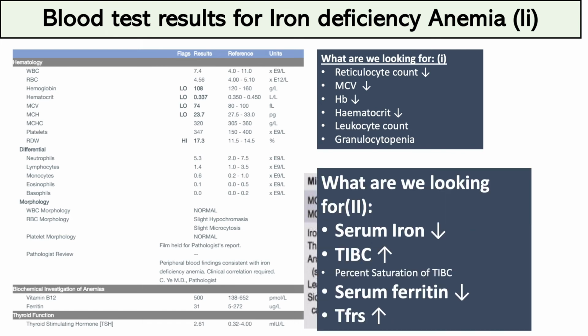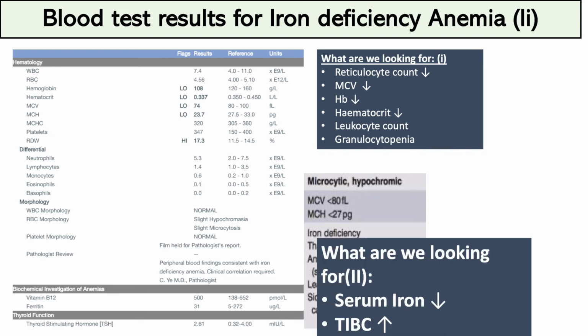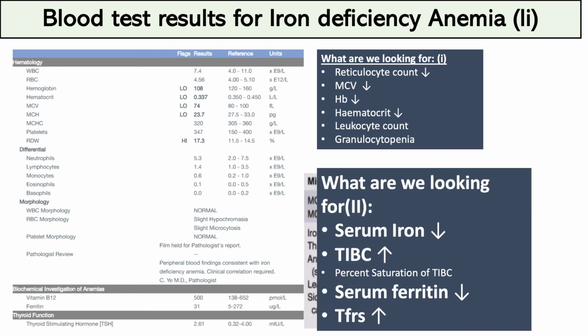Now, once you have these results, your doctor or clinician might advise you to go for a further biochemistry test where they check for other things to narrow the diagnosis down to iron deficiency. So they usually check for serum iron levels. In iron deficiency anemia, your serum iron levels usually are low. Then they also check for TIBC, which is known as the total iron binding capacity. This is the ability of your blood to bind to iron.